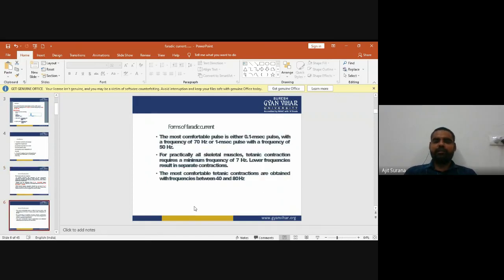For most forms of Faradic current, the most comfortable pulse is either a 0.1 ms pulse with a frequency of 30 Hz or a 1 ms pulse with a frequency of 50 Hz.